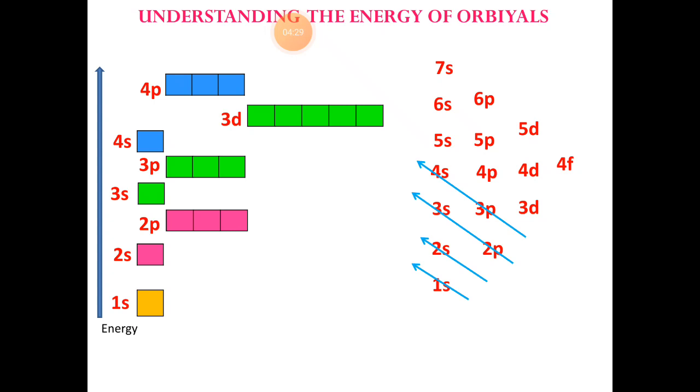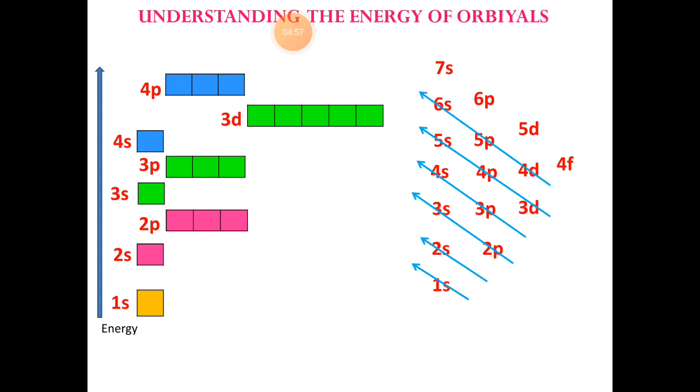Before completing the third shell, the electrons enter the 4s orbital because 3d is vacant. Here we see that 3d is at a higher energy level and 4s is at a lower energy level. That's why electrons first enter the 4s orbital and then enter the 3d orbital.